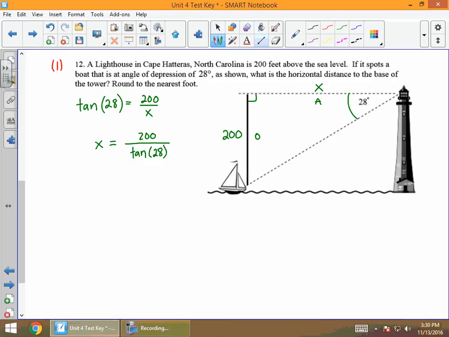And I'm going to the calculator now. 200 divided by the tangent of 28 degrees. And it wants me to round to the nearest foot. So it is 376.1. So that rounded is just 376 feet. That would be the horizontal distance.